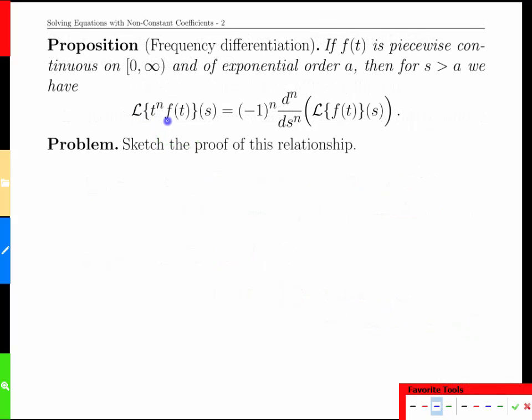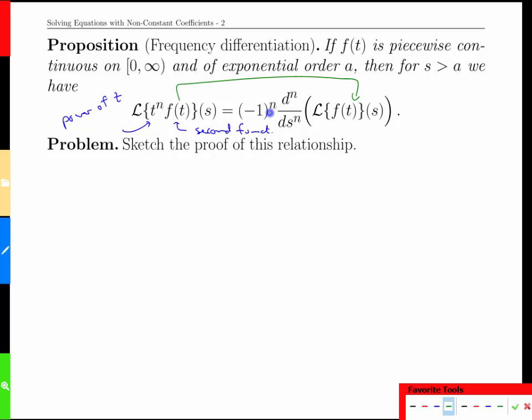To be able to handle this product of a power of t and some second function, what we're going to need is a rule like this. The simplest version of this is in your table as well. When we take the transform of this product, we're going to end up with the transform of the original function by itself, the second function, and then it's going to be modified.